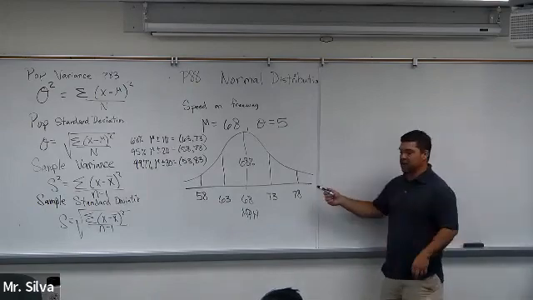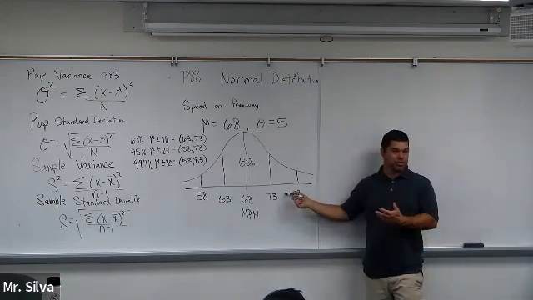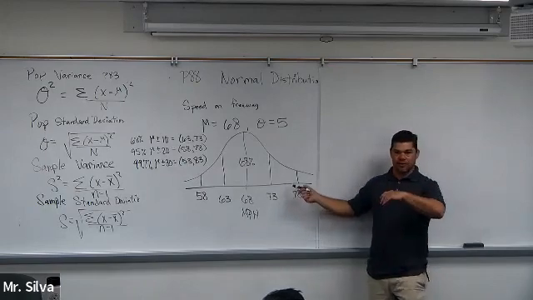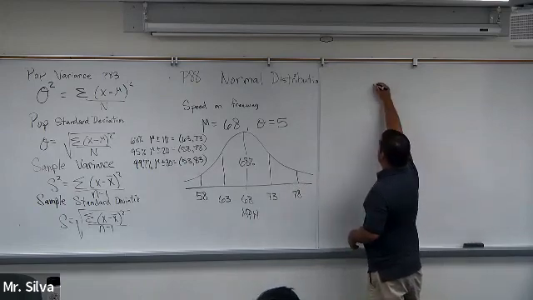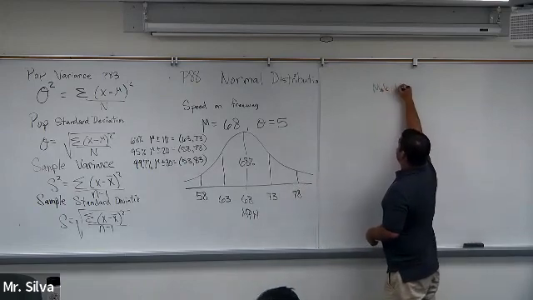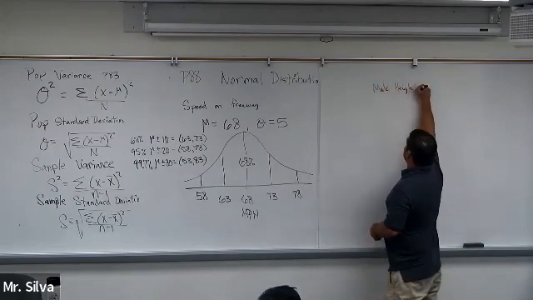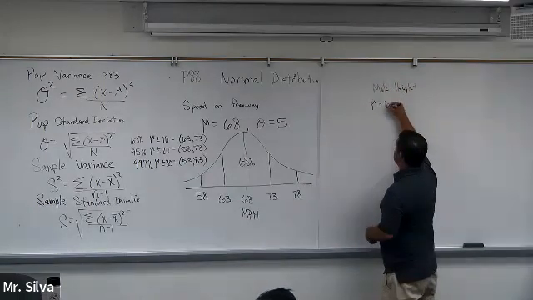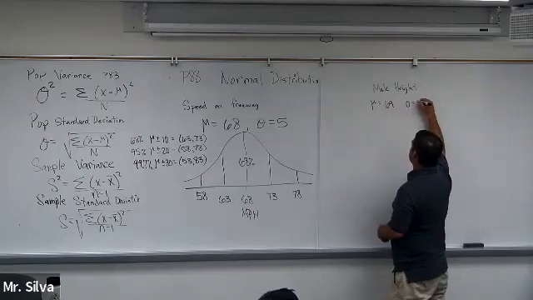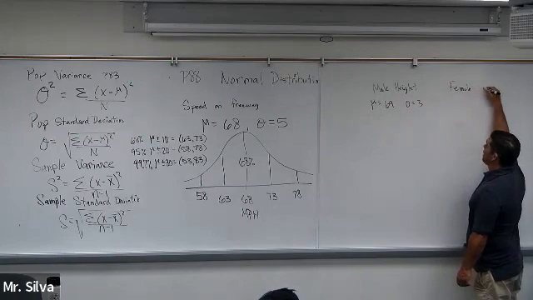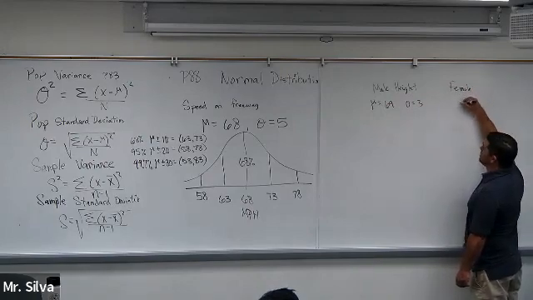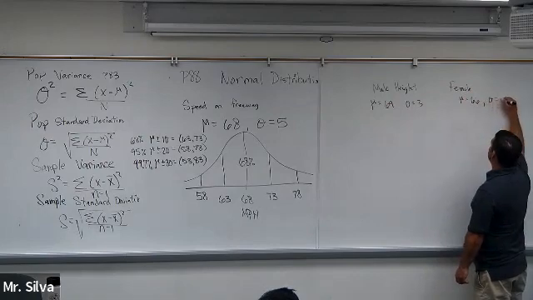Okay, so this is speed on the freeway. I wouldn't use this distribution if you're driving down Broadway, right? It would be different speeds. So if I have male height, the average height of a male is about 5'9" with a standard deviation of 3. Female height, the average height is 56 inches with a standard deviation of 2.5 inches.